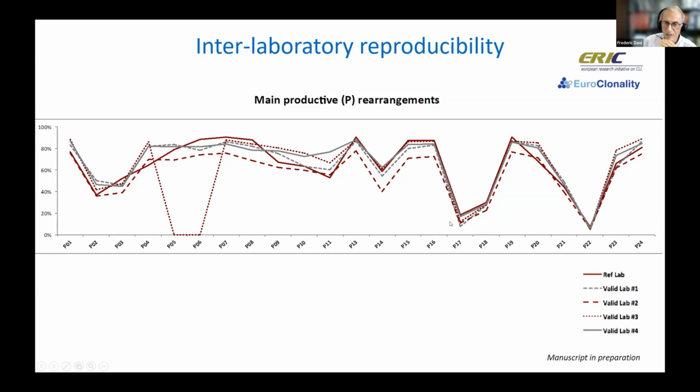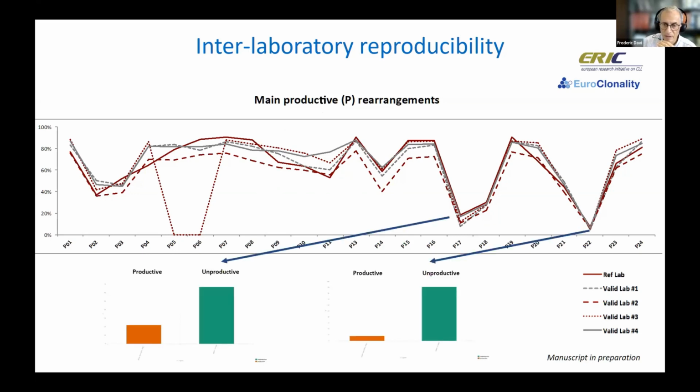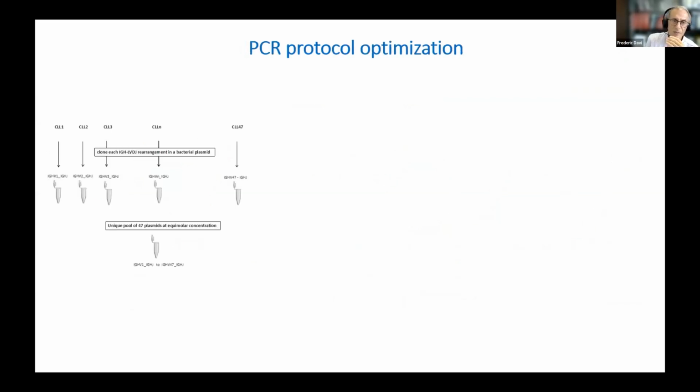As you can see in this graph, interestingly, I forgot to say that the mutational status is done only on the productive rearrangement. And as you can see, there were some cases where the clonotype was very weak. And these were, in fact, cases where there were biallelic rearrangements, where the productive rearrangement was amplified much less than the unproductive one. So we decided to optimize the protocol.